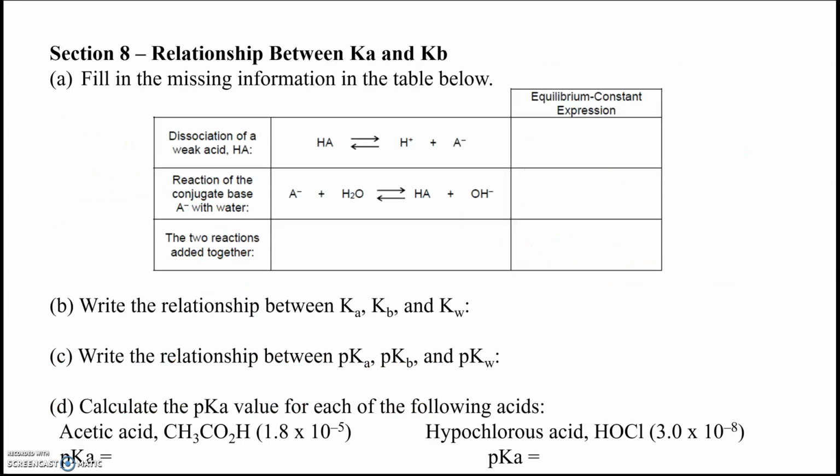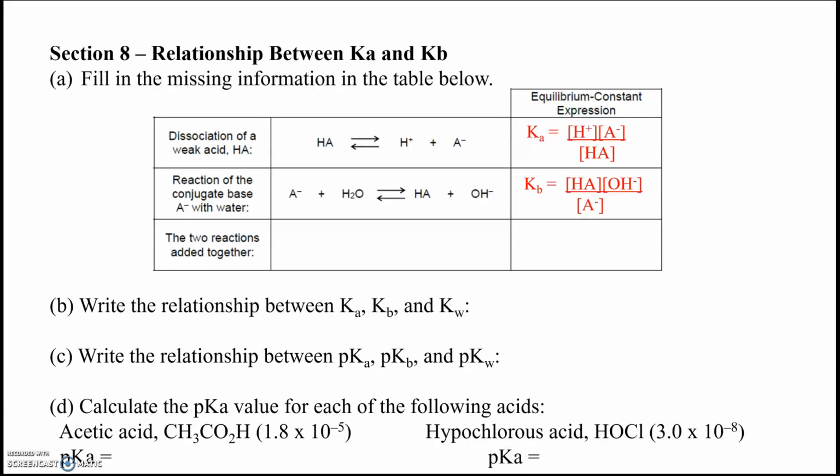All right, we want to look at section 8, the relationship between Ka and Kb. And we're asked to put in the missing information. So when we look at this, we can see that Ka, of course, this is old hat right now, is [H+][A-] over [HA]. And when we have a conjugate base, we can say Kb is [HA][OH-] over [A-].